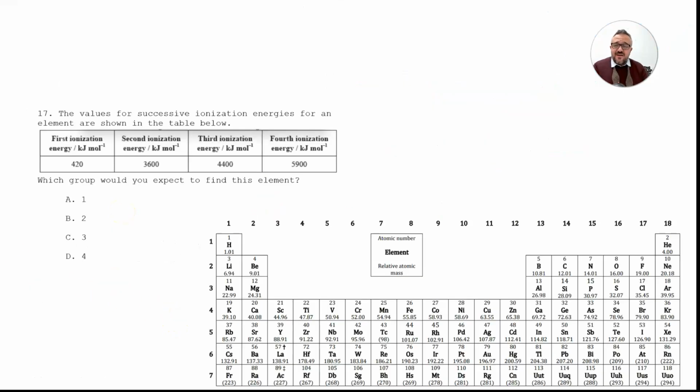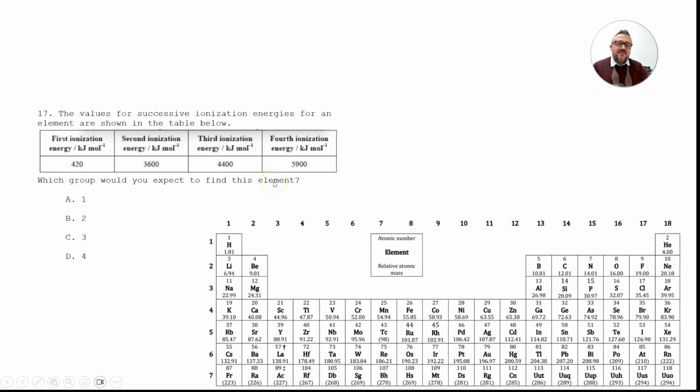So here's a second ionization energy, or successive ionization energies, question. Question 17: the values of successive ionization energies for an element are shown in the table below. First ionization energy is 420, then 3600, then 4400, then 5900. Oh, that feels gross. 5900, 4400, 3600. I just needed to correct that. My brain was hurting. Which group would you expect to find this element in?